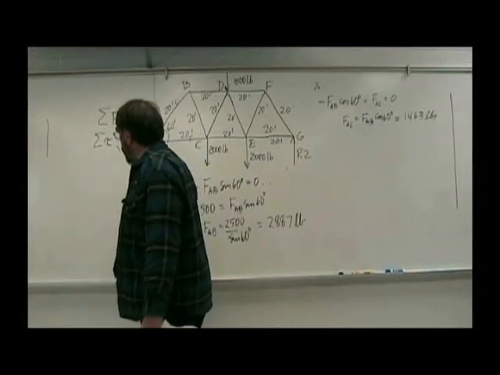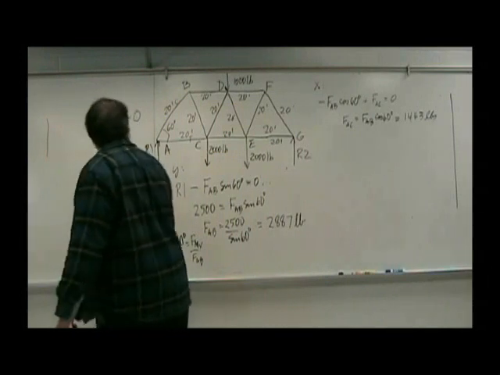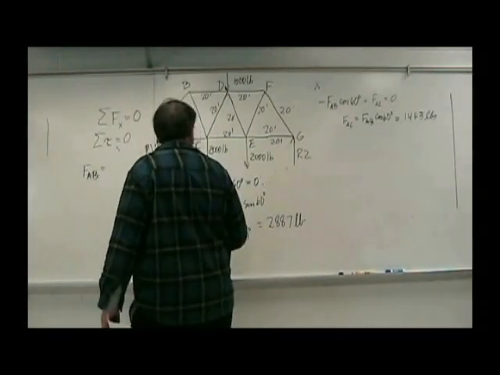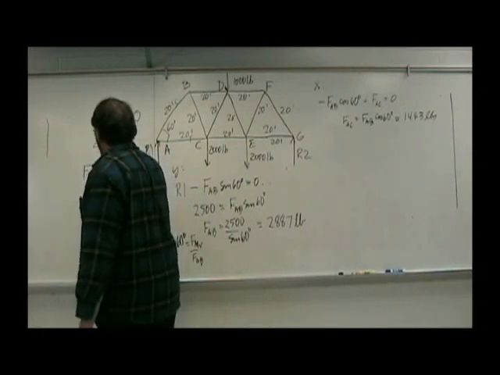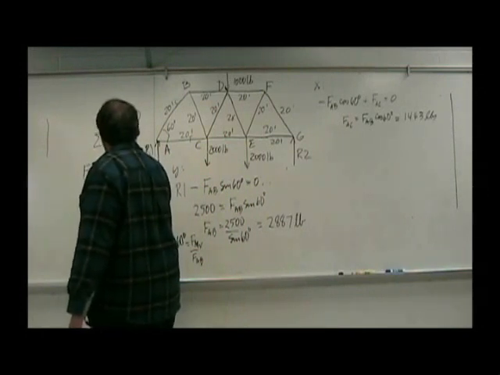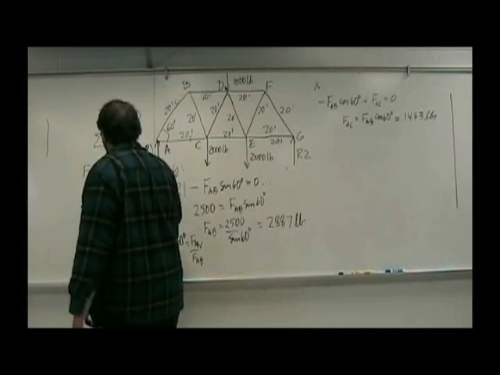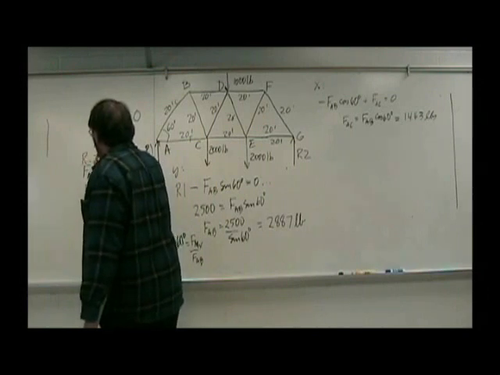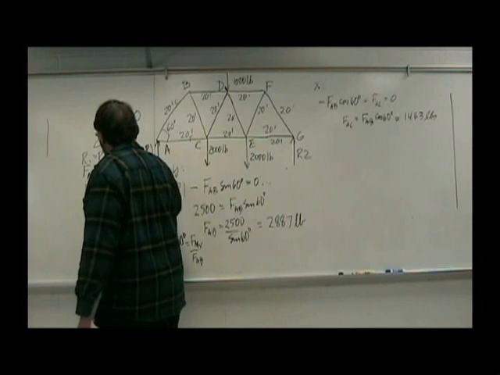What we know: FAB is equal to 2887. FAC is equal to 1443. R1 equals R2 equals 2,500 pounds.